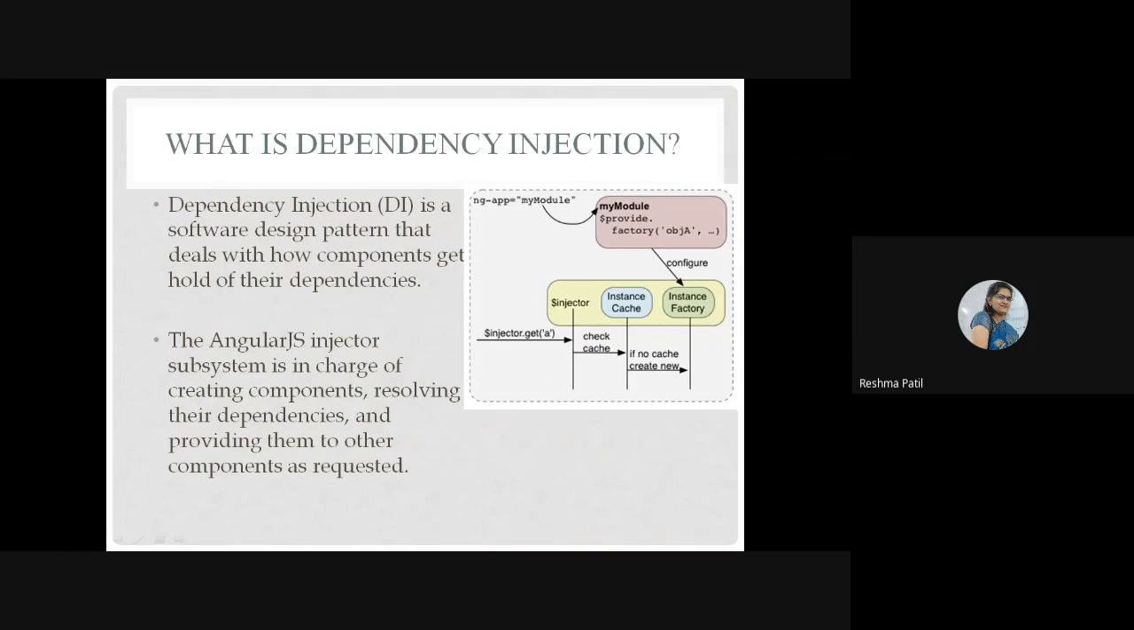Dependency injection is a software design pattern that deals with how components get hold of their dependencies. The AngularJS injector subsystem is in charge of creating components, resolving their dependencies, and providing them to other components as required.